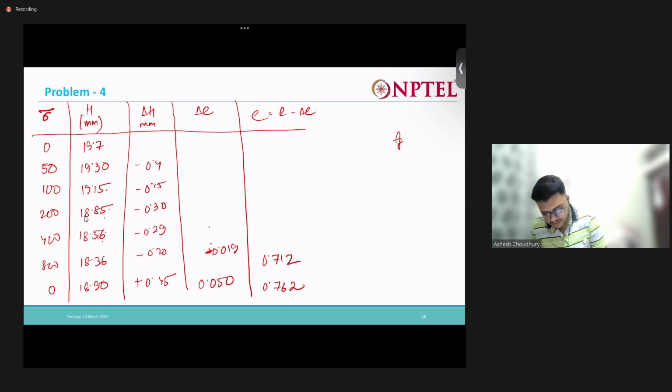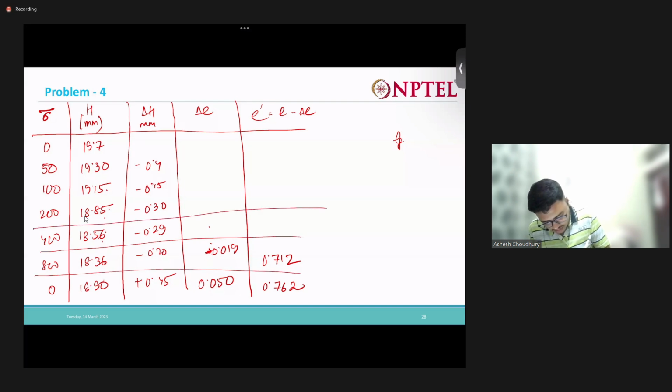Okay. So 0.712, actually it will be plus, so minus of minus it will be plus. So 0.712 plus 0.019, it will give me 0.731. It will be 0.731. Okay. Now again, considering these two, we can calculate again.